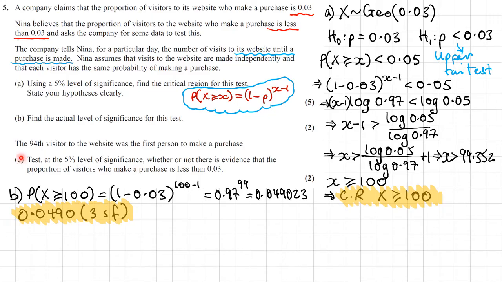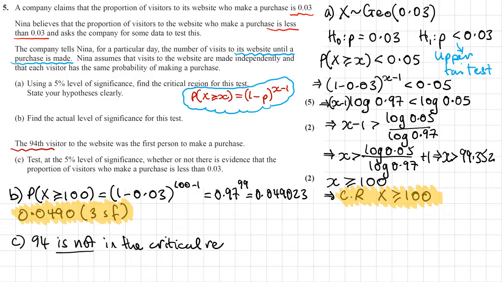Part C. The 94th visitor to the website was the first person to make a purchase. So 94 visitors before we get a purchase. What we need to do is test at the 5% level of significance whether or not there is evidence that the proportion of visitors who make a purchase is less than 0.03. So we're basically carrying on from what we worked out here. The critical region was 100 visitors. So we've got 94 visitors. So 94 is not in the critical region.